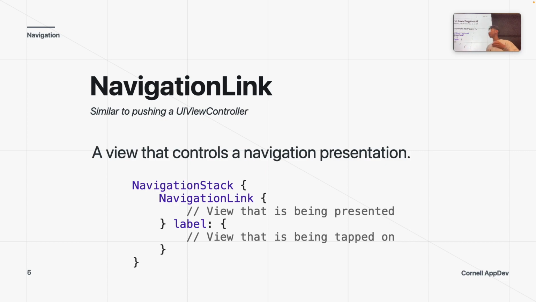So most of the time, you can have a button which you will put inside of this label right here. Now this label notation is known as a trailing closure. There are actually many different ways in which you can write this navigation link, but this is the most common way and the way that I prefer to use it. So the view that you're presenting is at the top, and the one at the bottom is the thing that you're pushing or the thing that you're tapping on.